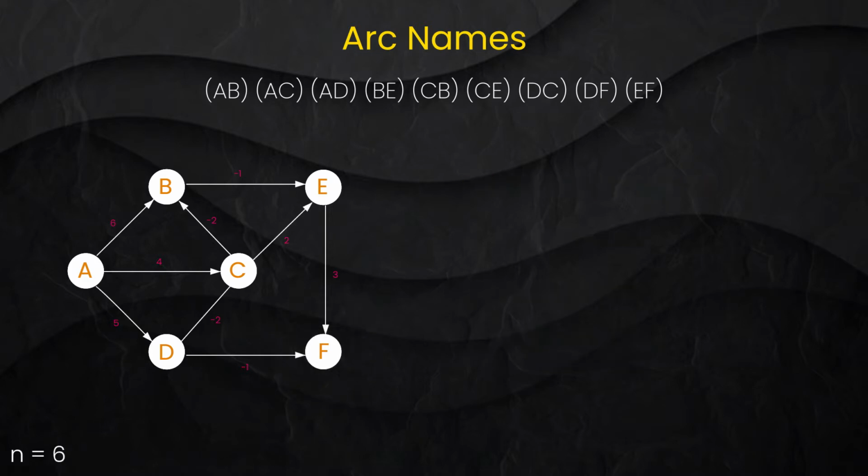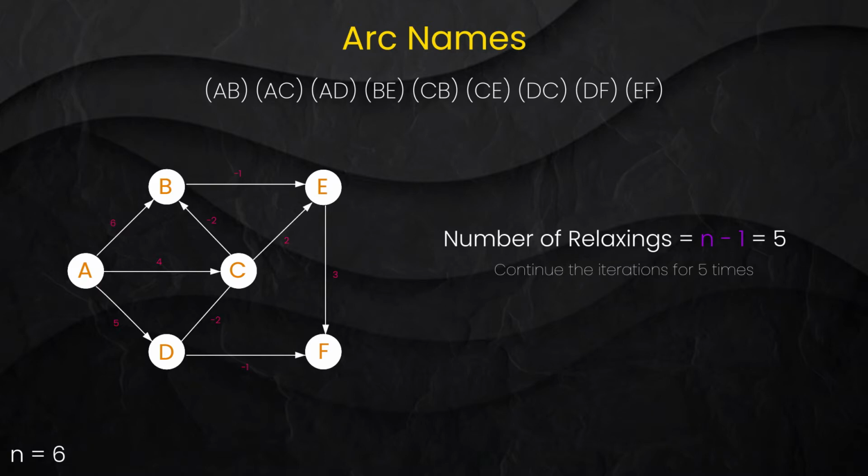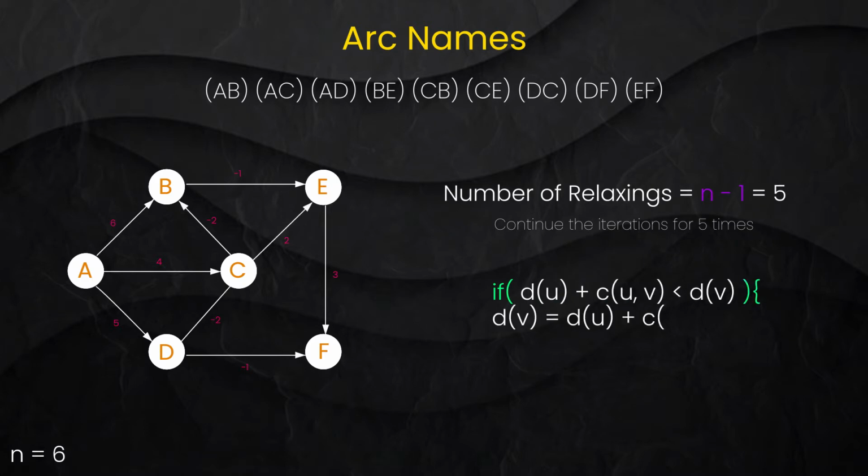So how many times do the edges have to be relaxed? Using the formula, the number of relaxations will be n minus 1, which is equal to 5. In computer terminology, you continue the iterations 5 times. The formula for relaxing is as already discussed in the Dijkstra algorithm: if distance of u plus cost of u to v is less than distance of v, then you update distance of v to distance of u plus cost of u to v. Let us see an example.